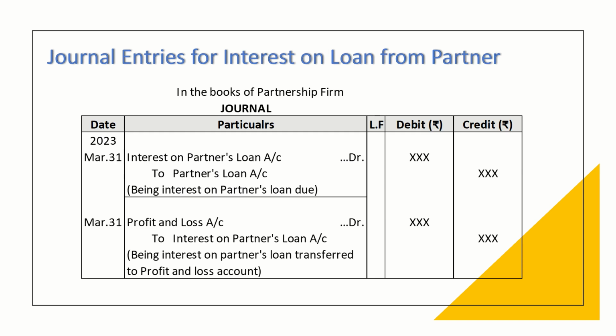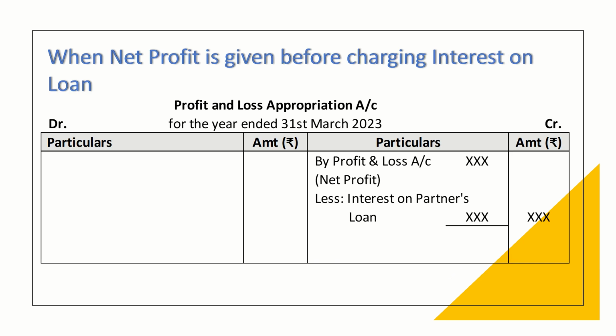So let's have a look at the journal entries. The first one is interest on partner's loan account debit to partner's loan account. This is the interest due. And the second entry is the closing entry where profit and loss account is debited to interest on partner's loan account. All right, be very careful.